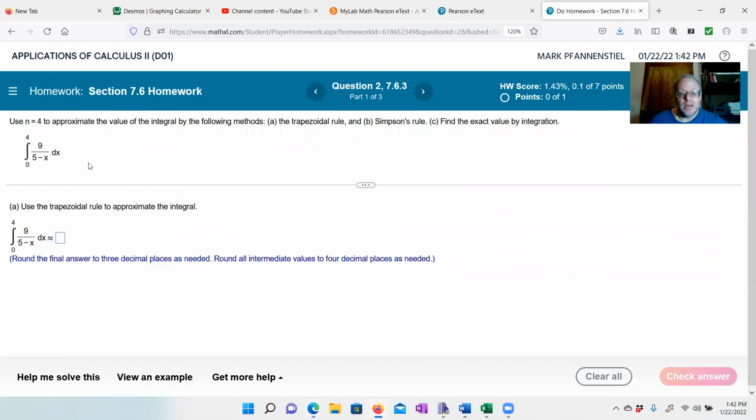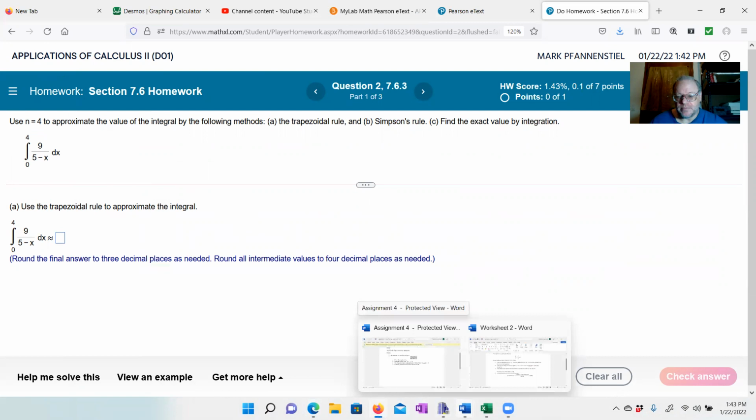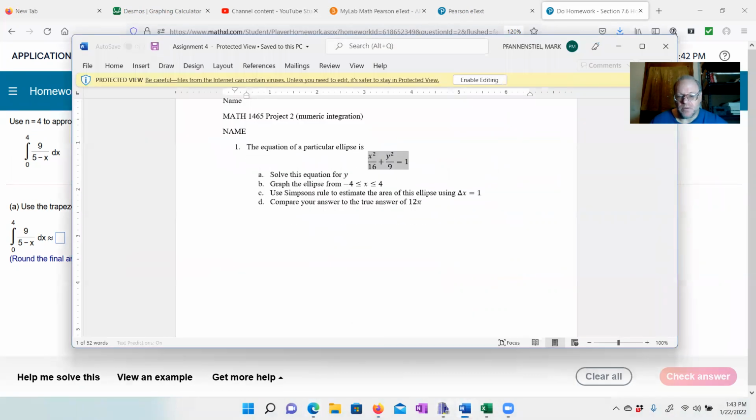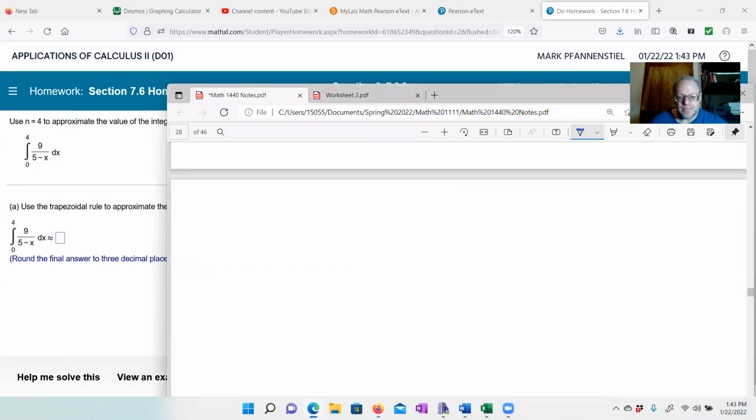Okay, so we have 9 over 5 minus x. Here we go. Oops, wrong one. I want this. All right, so we have 9 over 5 minus x dx. I did see some people with a little bit of problems. You could write it this way instead: you could put the dx in the numerator, or you could leave it outside, like times. Either way is just fine.